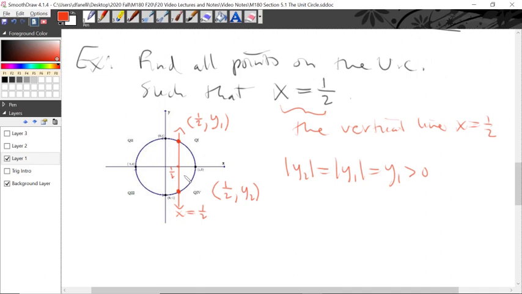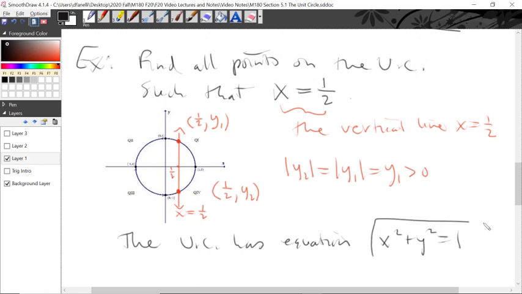But by symmetry alone, the magnitudes of these y-coordinates are the same as each other. Now, how do we find the values of y? One way is we can construct the equation of the unit circle itself. The unit circle has equation x squared plus y squared is equal to 1.